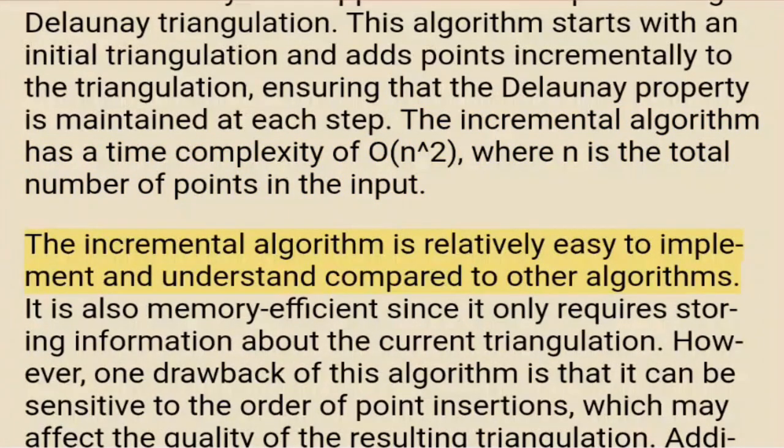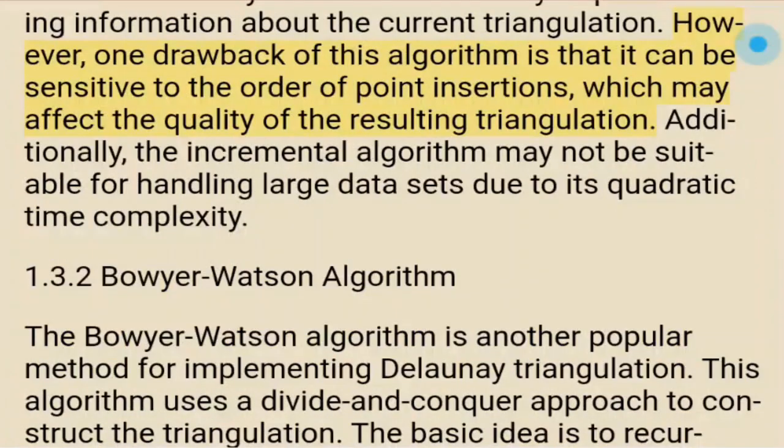The incremental algorithm is relatively easy to implement and understand compared to other algorithms. It is also memory efficient since it only requires storing information about the current triangulation. However, one drawback of this algorithm is that it can be sensitive to the order of point insertions, which may affect the quality of the resulting triangulation. Additionally, the incremental algorithm may not be suitable for handling large data sets due to its quadratic time complexity.